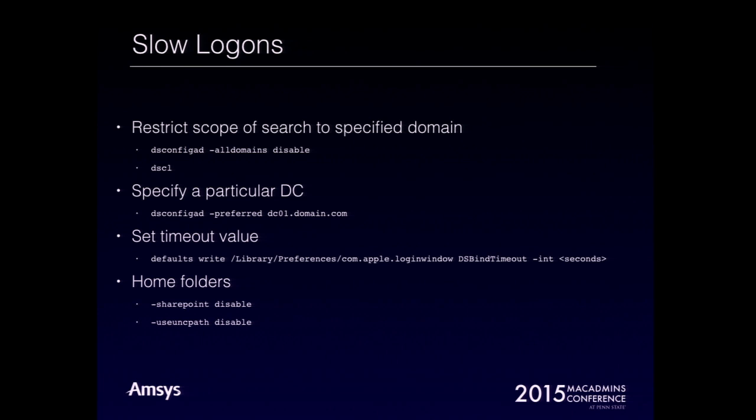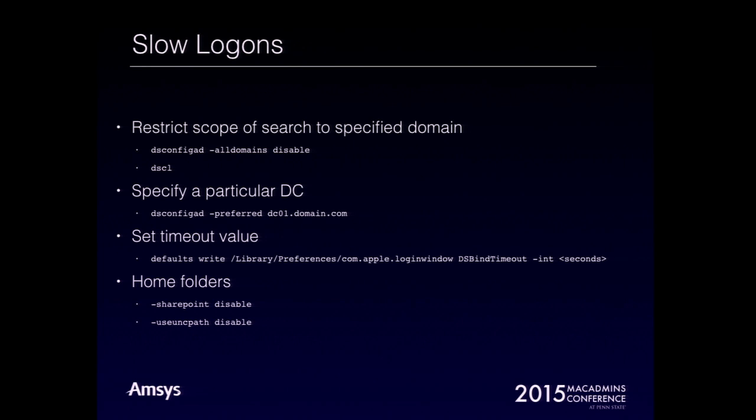I just put dscl underneath that. You then use dscl to edit the search paths, and we've got example commands on the GitHub page. I didn't put them there because you just have a whole page of dscl commands which are not easy to read. Set a preferred domain controller, so that again helps if there's speed issues.